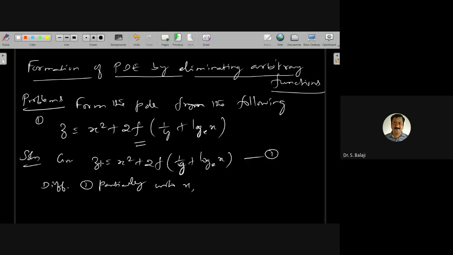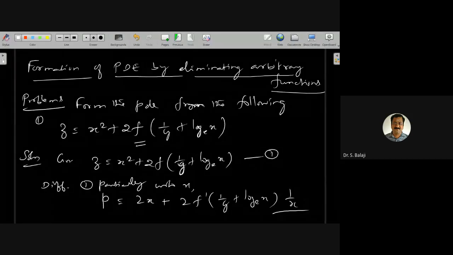With respect to x, what you can get, left side is p, right side is 2x, and then the whole thing's derivative is f dash of 1 by y plus log x. Then the inside function's derivative with respect to x is 1 by x. This is one relation you can get. You have to eliminate this function f here. That will be the idea.